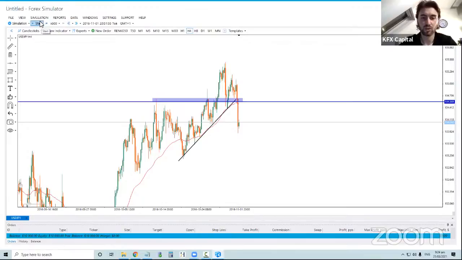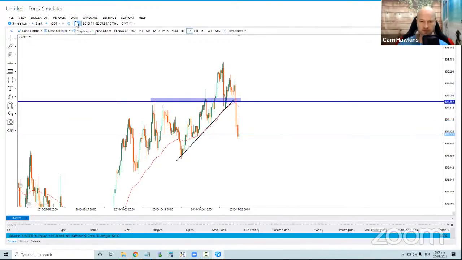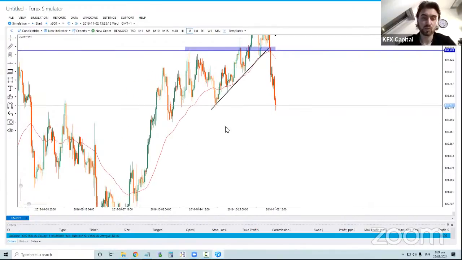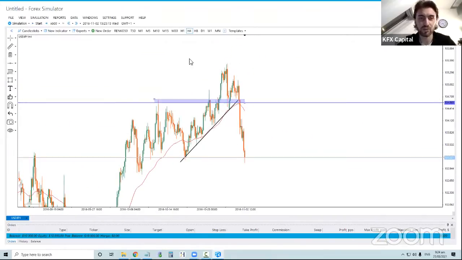So if I just press start, will it just keep playing out? Yeah, it'll just play out tick by tick, so candle by candle is probably the way to go. So it was bullish. You can see it was bullish all the way, making higher highs and higher lows, and now it's bearish. You get annoyed about it, but it's just the way it is. Accept it, move on. Do you know what I mean?